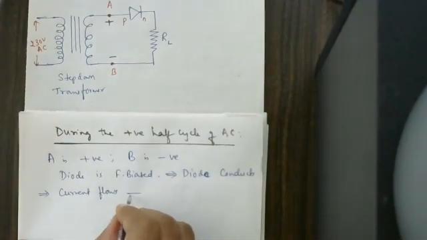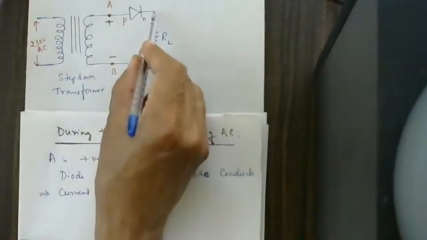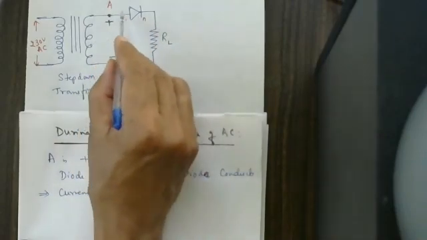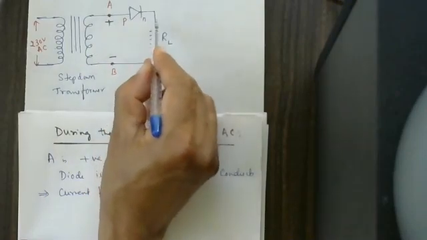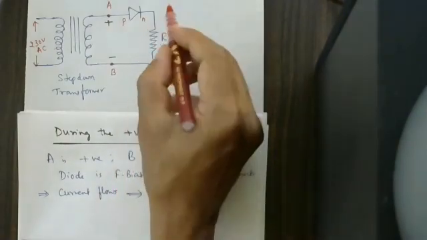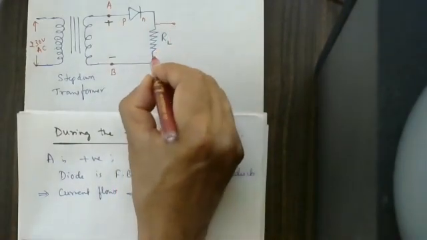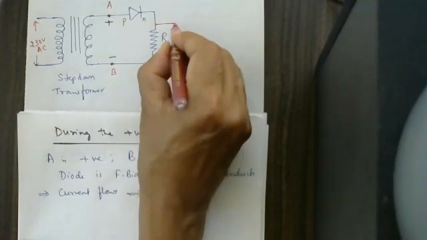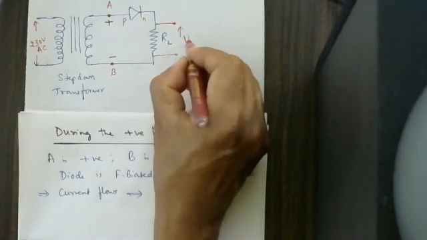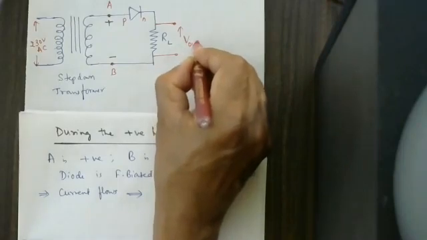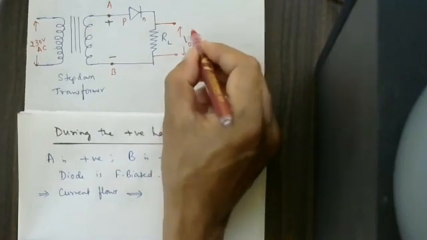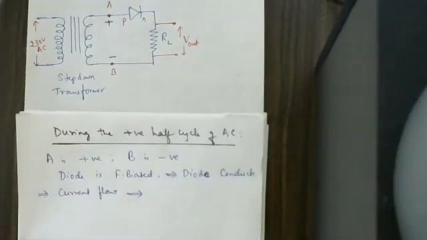As the current is flowing here, at high school level you have already studied Ohm's law. Current into resistance gives you the voltage. Therefore, across this one you are going to get a voltage. This is V output, output voltage. This is the output voltage we are going to get.